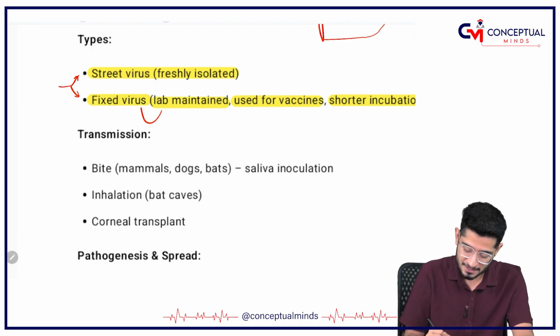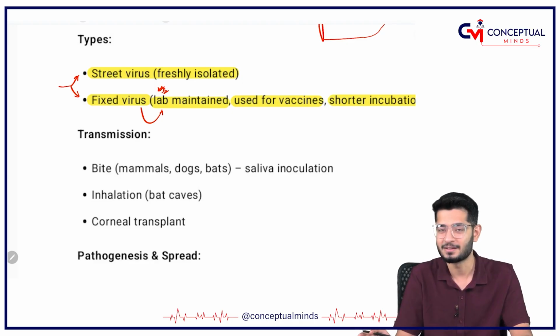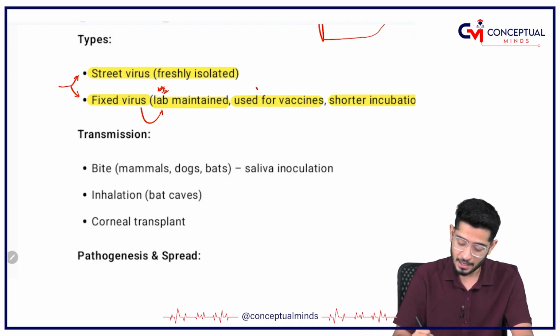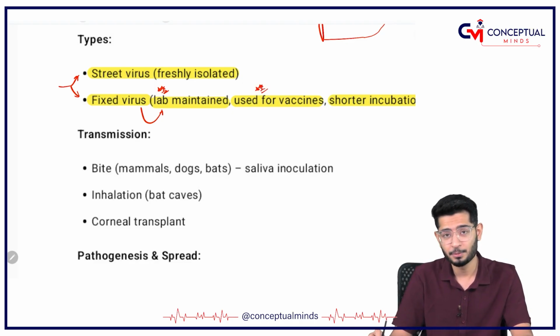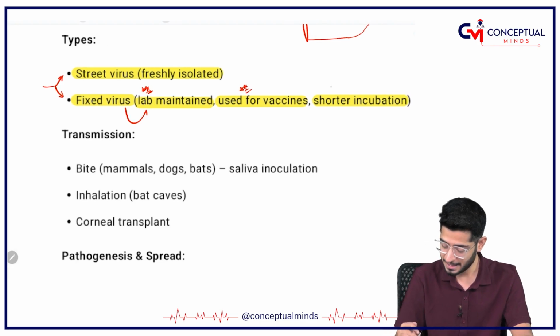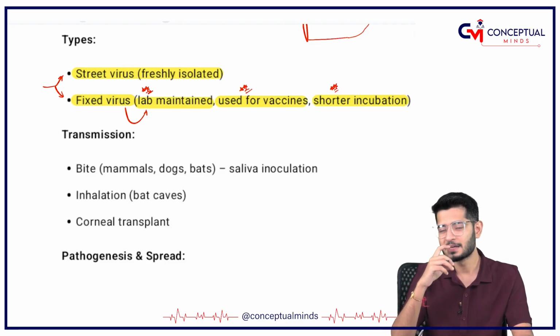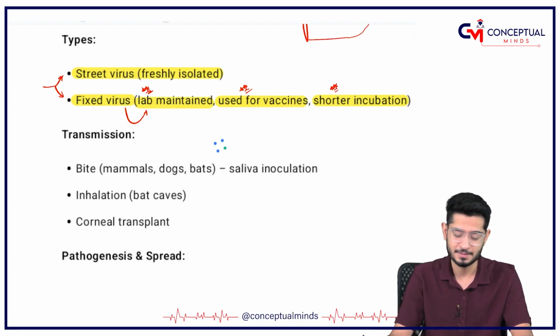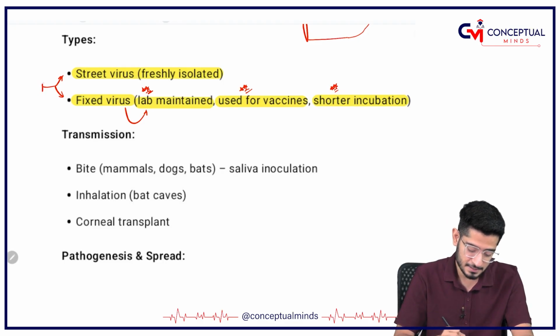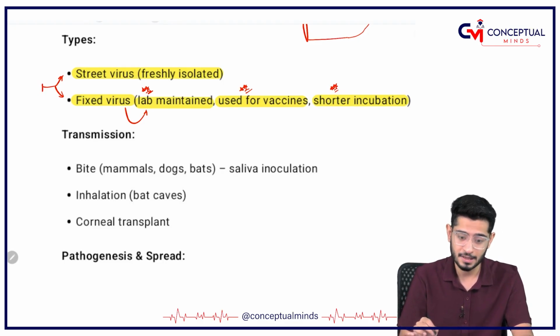So the fixed virus is something that is maintained in the laboratories. They are always there in the laboratories, that's why they are used for the production of vaccines, and yes, they have a very short incubation period. That's why they grow very fast, and because they grow very fast, they are easy to maintain in labs. My dear friends, please understand the other one, the street virus, which is freshly isolated.